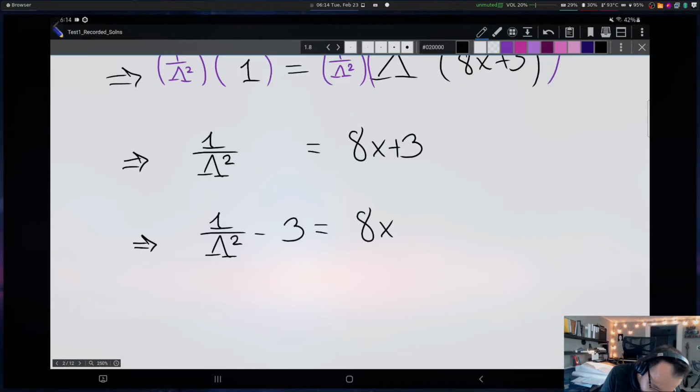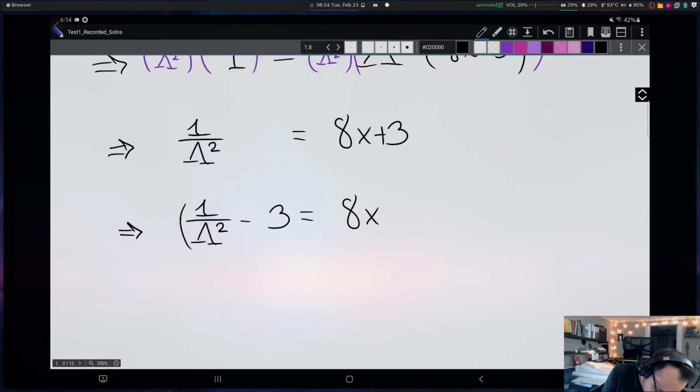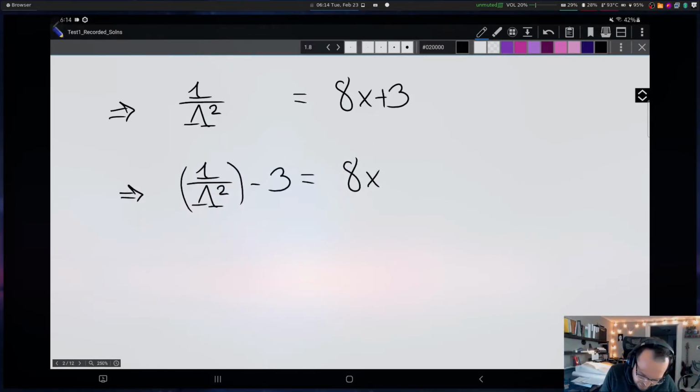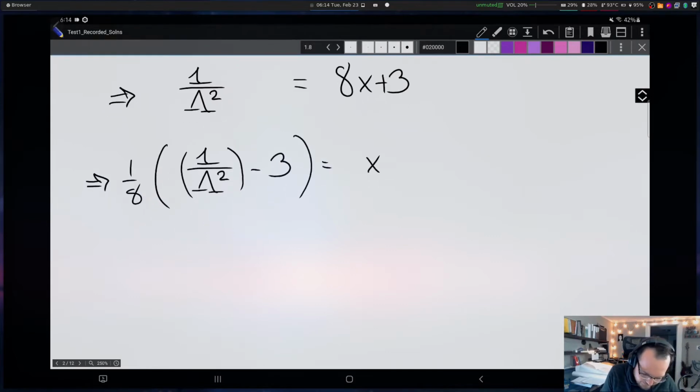There we go. Okay, and I guess it's important to remember that this is like its entire quantity. I don't want to accidentally combine that fraction in the wrong way. And now I want to move that 8 to the other side. So I can do that by multiplying through by 1/8. I just have to be a little bit careful to multiply it to the entire left-hand side.